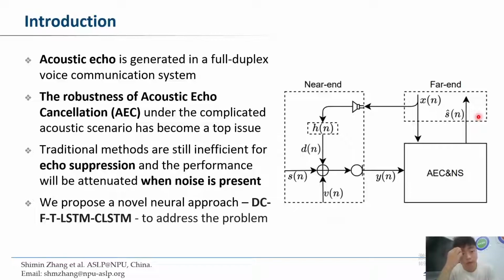Although there have been some traditional methods that consider nonlinear distortion, they are still inefficient for echo suppression, and the performance will be attenuated when noise is present.